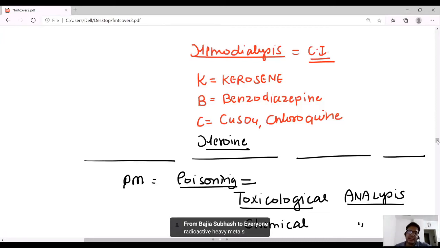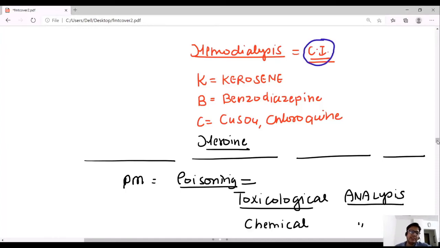Hemodialysis is a treatment. It is contraindicated in KBC. These are the poisons in which hemodialysis is never done. K for kerosene.